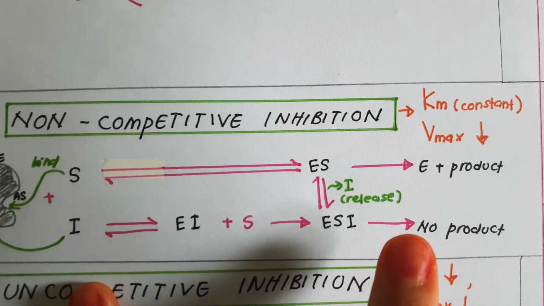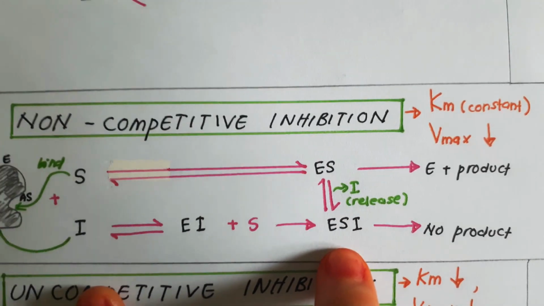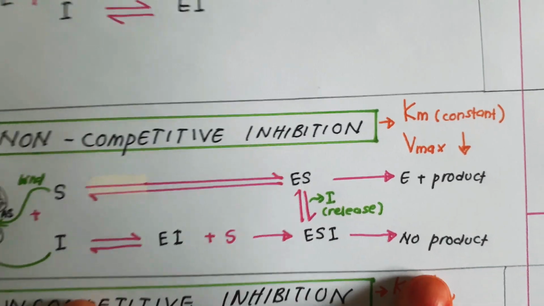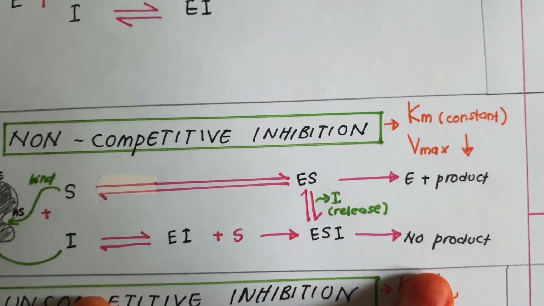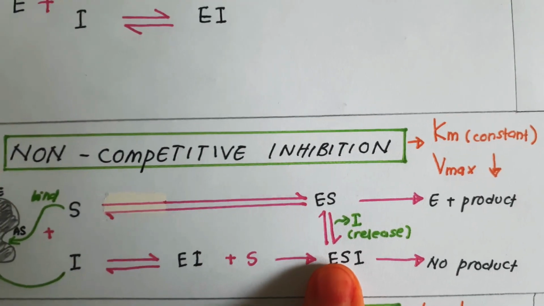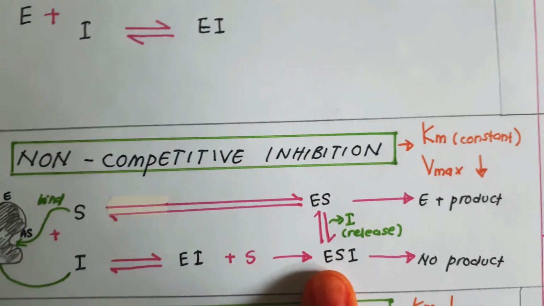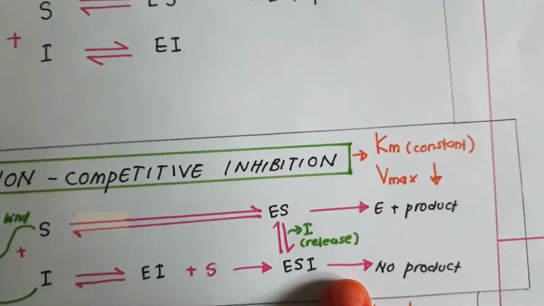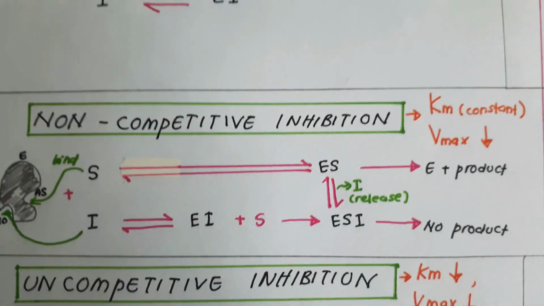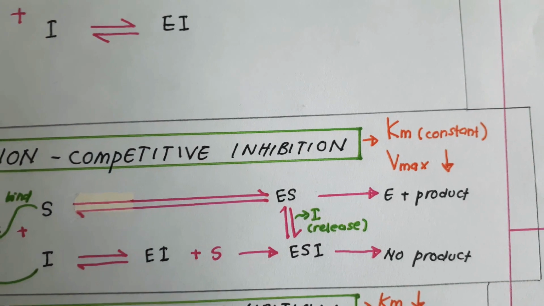And otherwise, if the enzyme substrate inhibitor moves forward, there is no product formed. But if the enzyme substrate inhibitor releases the inhibitor and becomes enzyme substrate complex, it can produce enzyme and product. So for non-competitive inhibition, Km is constant, but Vmax is decreased.